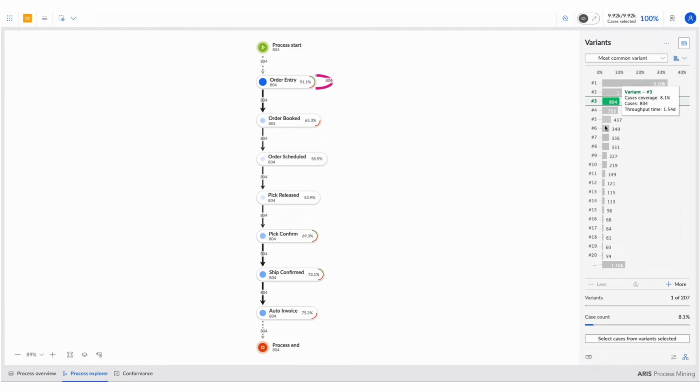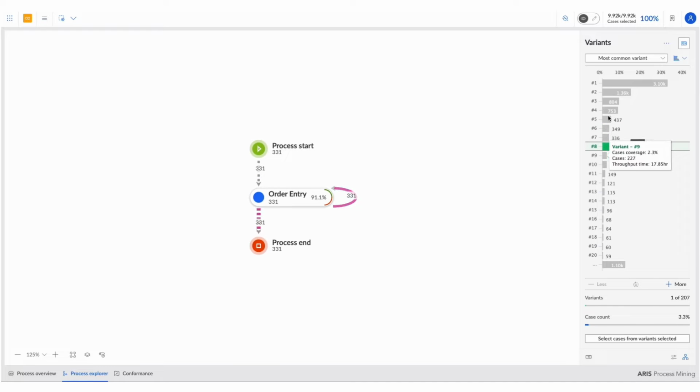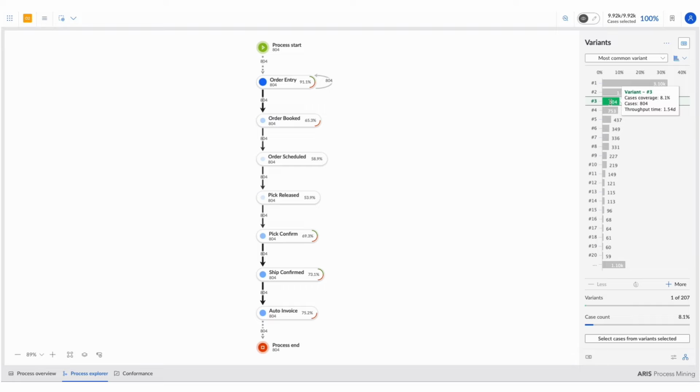Now, we can see the other paths that our process takes. By clicking on a bar in the variant chart, we see the different variants. This is the most common variant of our process. We can easily see the throughput times and case counts of the variants in this analysis. It can be seen that different variants have different process flows. We can conclude that our process is not very standardized, even by the order of activities.